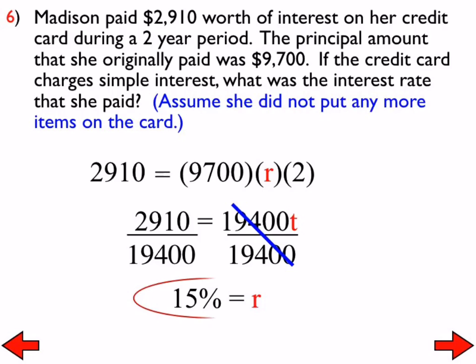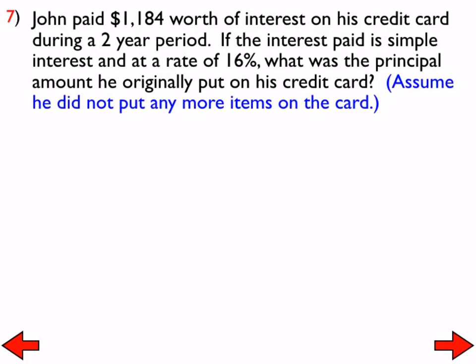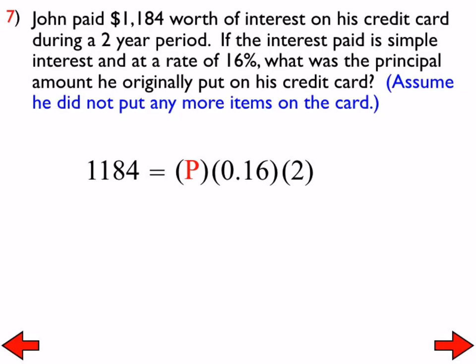And number 7. John paid $1,184 worth of interest on his credit card during a 2-year period. If the interest paid is simple interest and at a rate of 16%, what was the principal amount he originally put on his credit card? Once again, we're assuming he didn't put any more items on the card. The amount of interest is $1,184. It is the principal that we're trying to find. The interest rate as a decimal value is 0.16. The amount of time is 2 years.